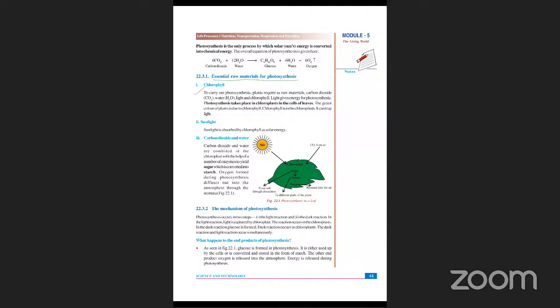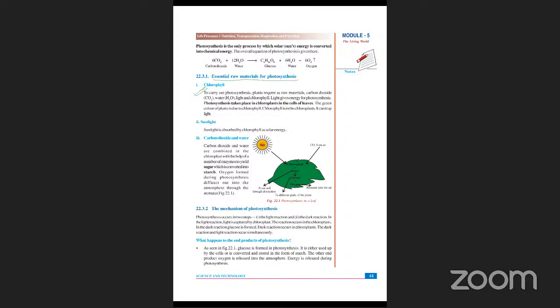Can you read this, Johan? To carry out photosynthesis, plants require raw materials: carbon dioxide, water, light, and chlorophyll. Light gives energy for photosynthesis. Photosynthesis takes place in chloroplasts in the cells of leaves. The green color of plants is due to chlorophyll. Chlorophyll is in the chloroplast. It can trap light.